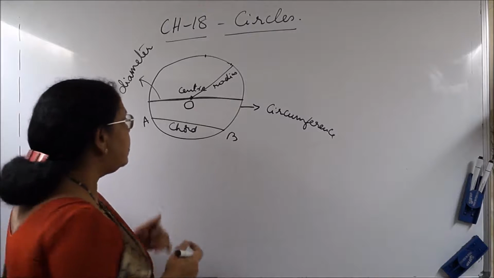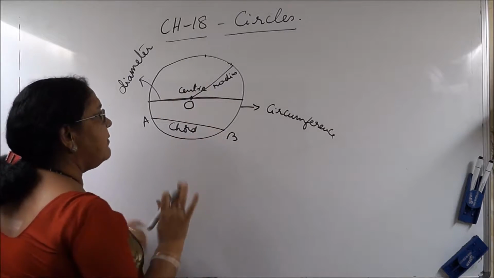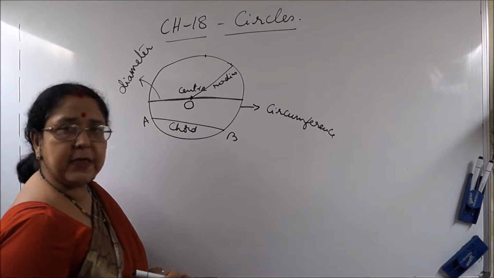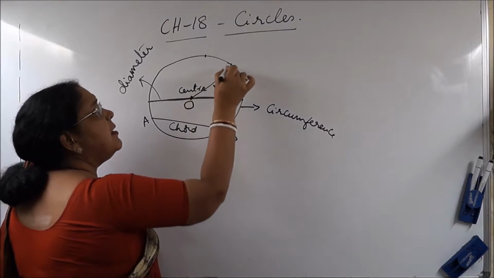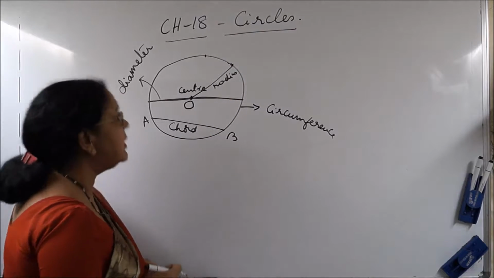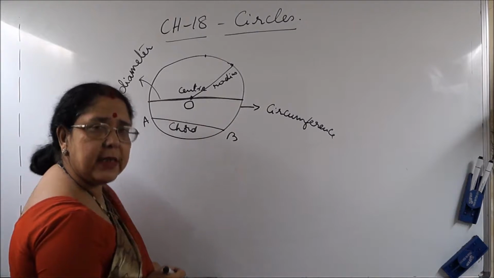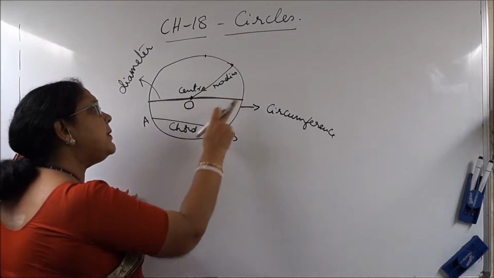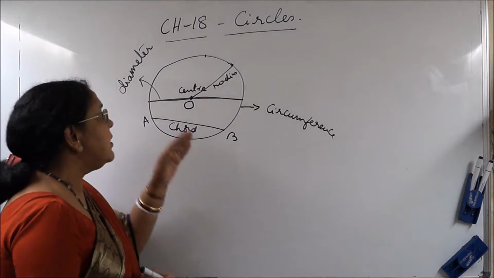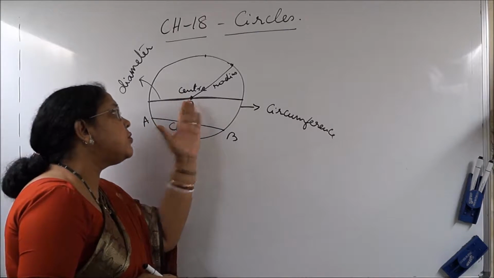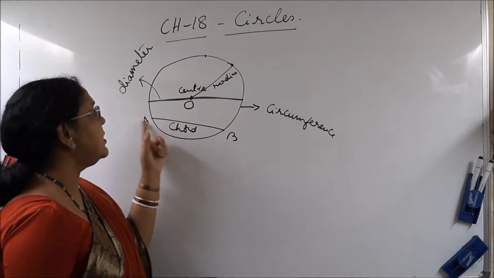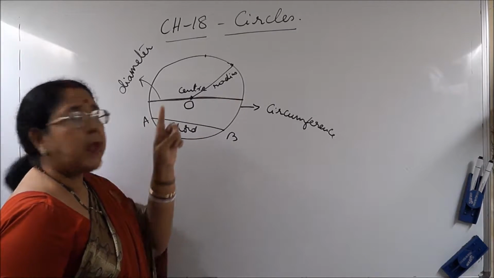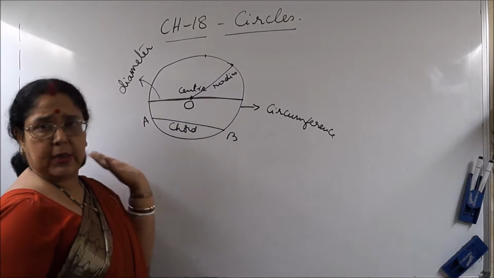We will learn more terms. Now, till now, we have learned the center of the circle, the circumference of the circle, then the radius of the circle, that is the distance between the center and any point on the circumference of the circle. Then a chord is a line joining any 2 points on the circumference of the circle. A diameter is also a chord, but what is the difference? A chord which passes through the center of the circle is the diameter. This chord AB is not passing through the center of the circle, so it cannot be the diameter, and the diameter is the biggest chord in a circle.